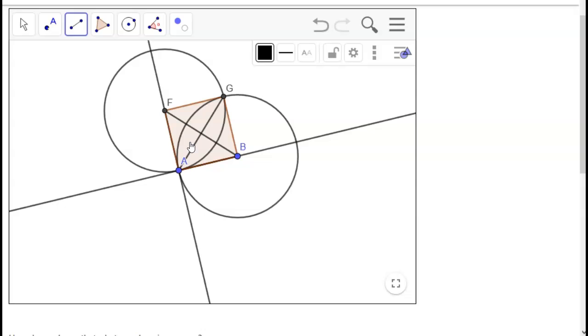If I were to take a circle and I were to center it at that point where those diagonals intersect, what you see is a circle that goes through all four vertices of that square. So that square then is inscribed in that circle. And the way that we get that is by finding where those diagonals meet.